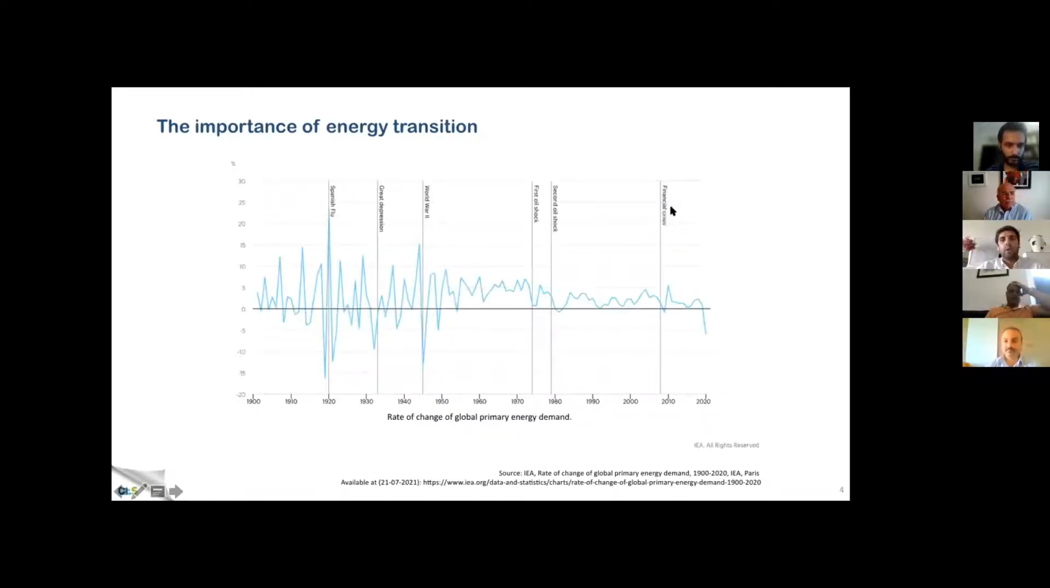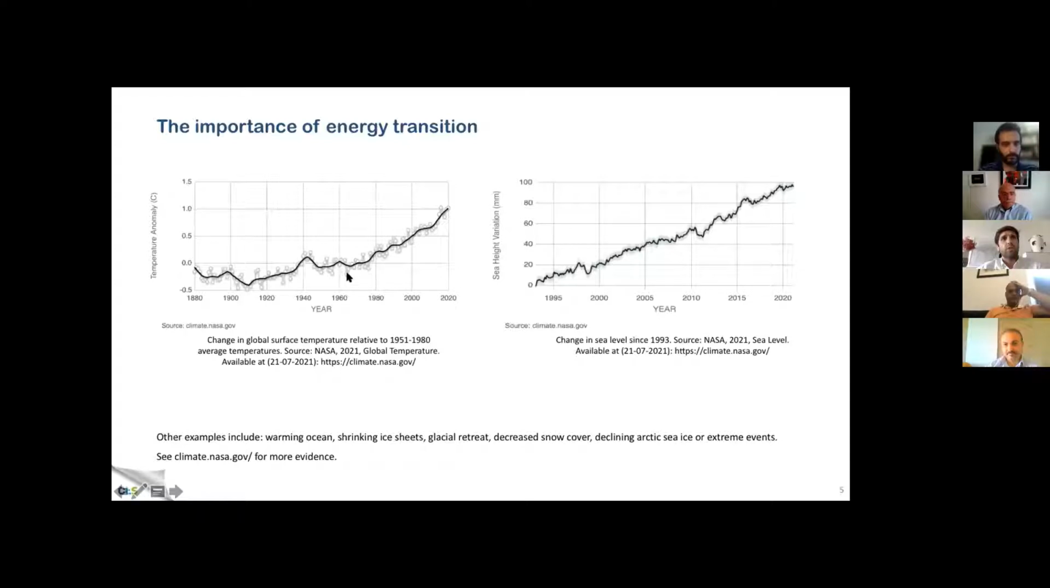And as the energy sector accounts for around 3/4 of CO2 emissions, you can see that the rate of change of global primary energy demand also suffers with those events. You have here the same second oil shock, the financial crisis of 2008, and again, the COVID-19 pandemic in 2020, reducing total primary energy demand at global level by more than 5%.